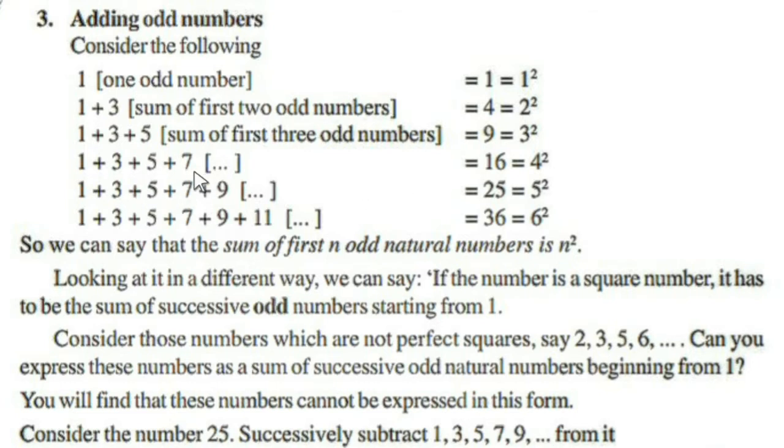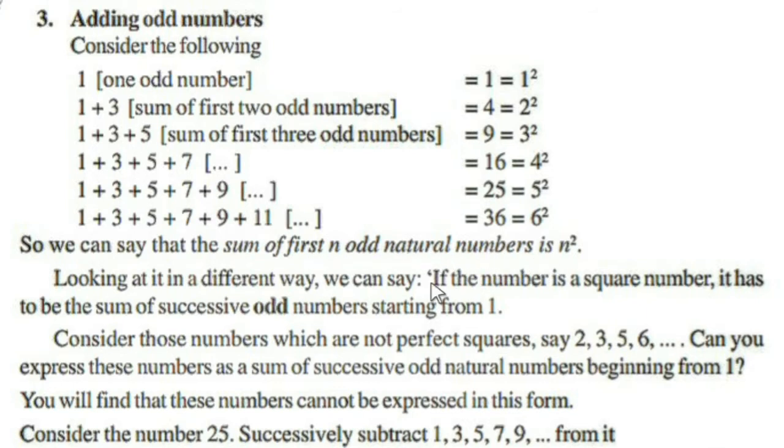1 plus 3 plus 5 plus 7. Now we will take 4 odd numbers. First 4 odd numbers total 16 equal to 4 square. Then 1 plus 3 plus 5 plus 7 plus 9, that is first 5 odd numbers, equal to 25, that is 5 square. And the sum of first 6 odd numbers, 1 plus 3 plus 5 plus 7 plus 9 plus 11, is equal to 36 equal to 6 square. So we can say that the sum of first n odd numbers will be n square.